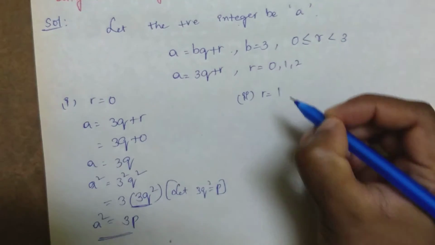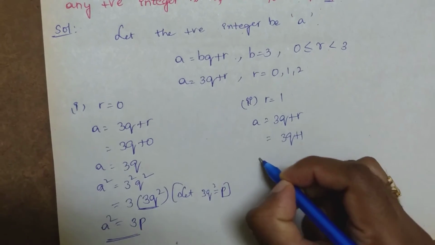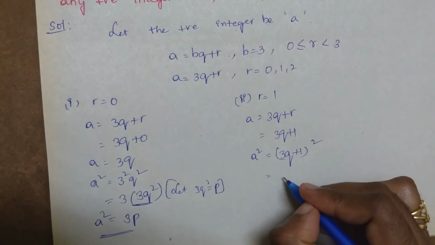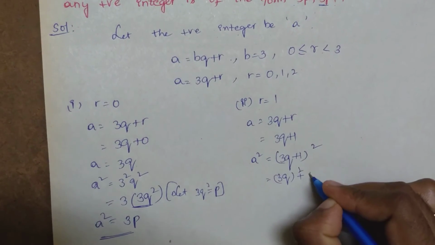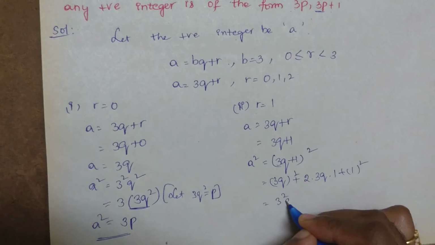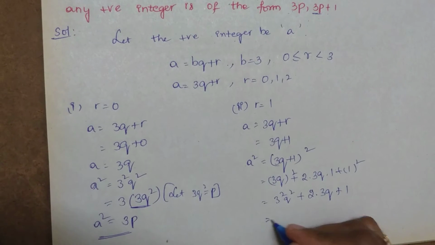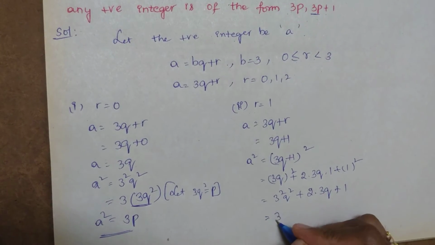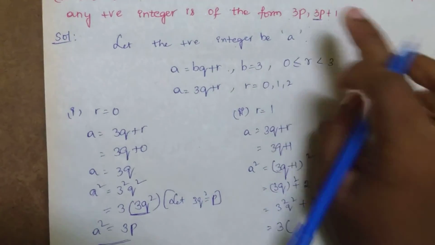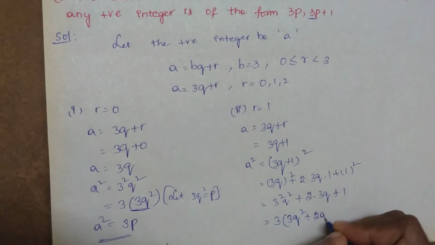Let's move on to case 2, r equals 1. a equals 3q plus 1. Squaring on both sides, a square equals 3q plus 1 whole square. This is in the form of a plus b whole square, which is a square plus 2ab plus b square. So it is 3 square q square plus 2 into 3q into 1 plus 1. From these two terms we have to take 3 as common, because in the question it is asked to prove in the form of 3p or 3p plus 1. So 3 into 3q square plus 2q, plus 1.